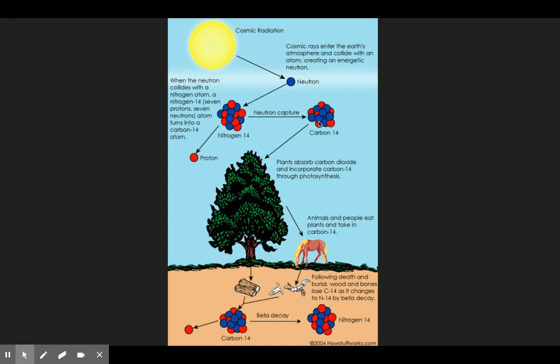Then plants and trees, such as this tree, absorb the carbon dioxide and use the carbon-14 for food through photosynthesis. Then when animals and people eat the plants, we also take in the carbon-14. But when the tree or the animal dies, it releases the carbon-14 back into the atmosphere.